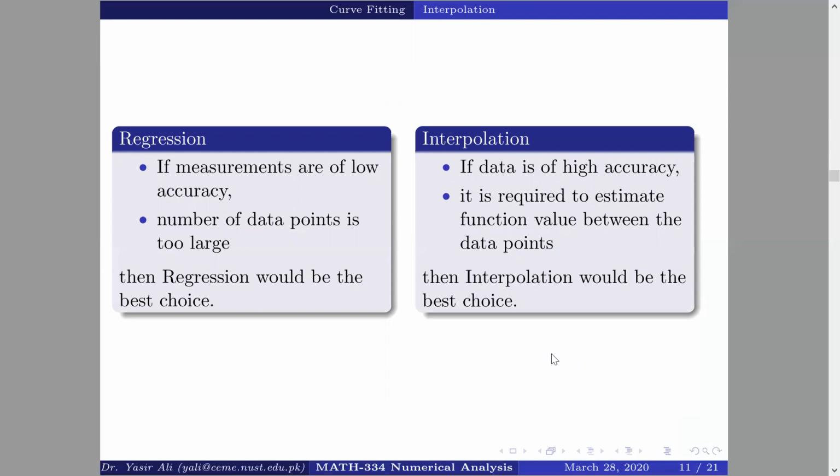So when do you use regression? When we have low accuracy of the data, or the data points are very large, then regression would be the best choice. But when we have high accuracy and we want to know the values of the function between the given data points, then we have to use interpolation.